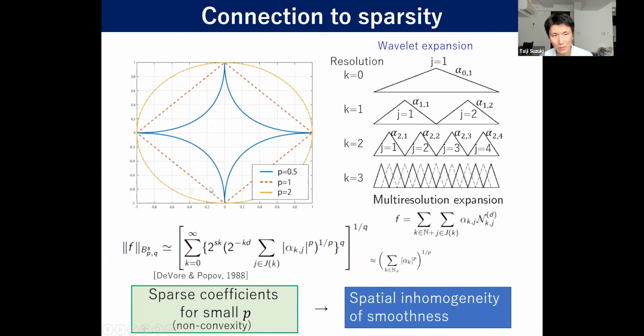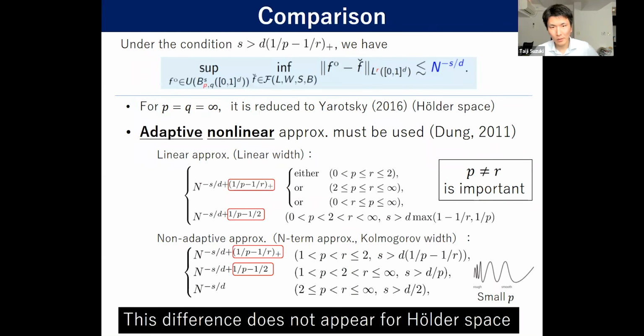And if P is large, the model is more like a convex one. So this kind of geometric consideration becomes important later on. Okay, so anyway, let's go back to the approximation error, which was given like this. Now we compare this with some other approximation method.